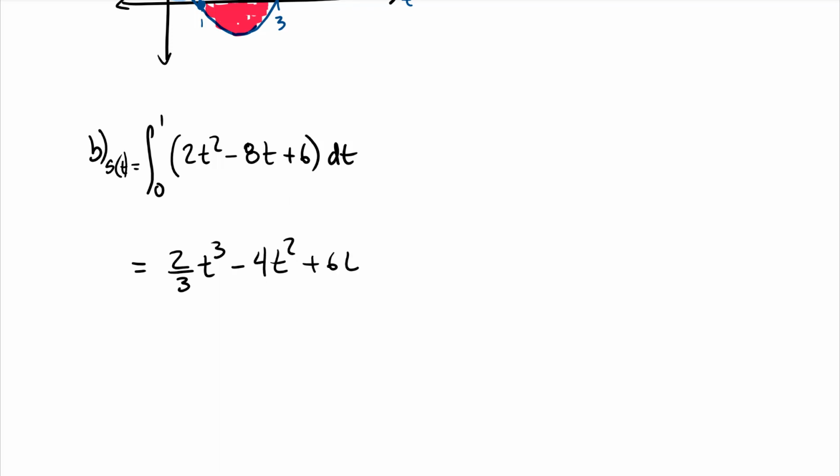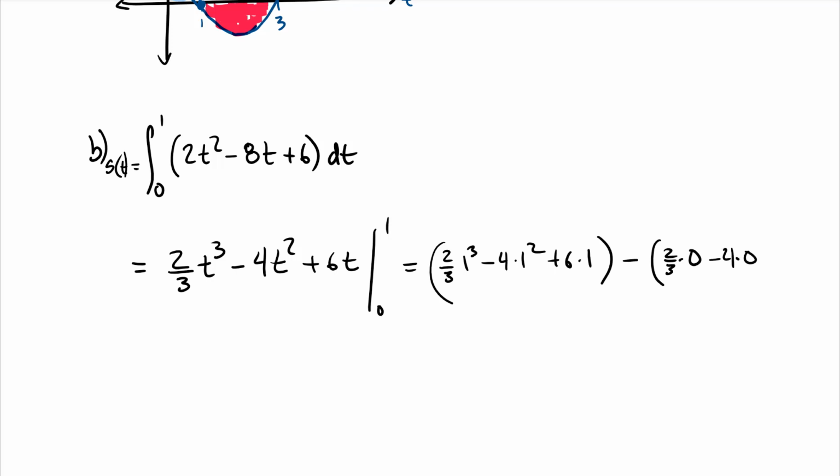Sorry, I'm jumping past the algebra, but I assume you can do algebra, can't you? So we're going from 0 to 1. No biggie, so we're going to get 2/3 times 1 cubed minus 4 times 1 squared plus 6 times 1. There's our upper bound. And then we're going to subtract out 2/3 times 0 cubed minus 4 times 0 squared plus 6 times 0. Zeros are the best. It's just 0. So we ended up with 2/3 minus 4 plus 6. What's that? 2 plus 2/3.